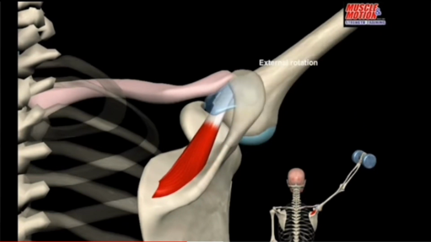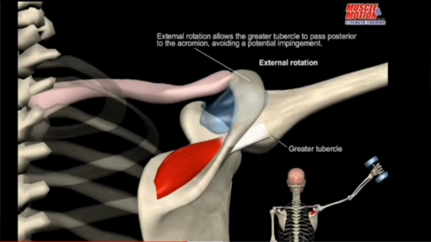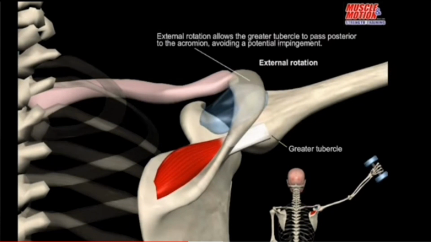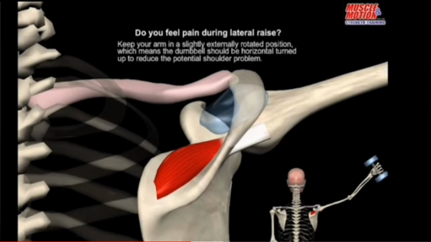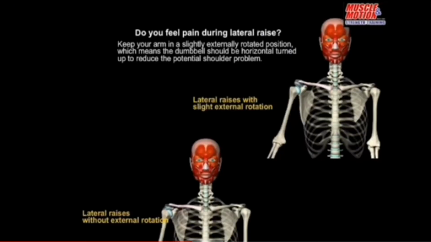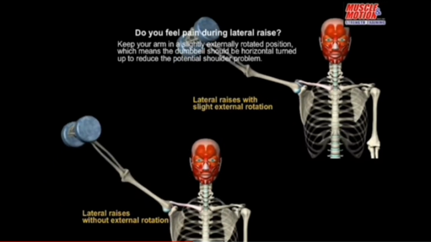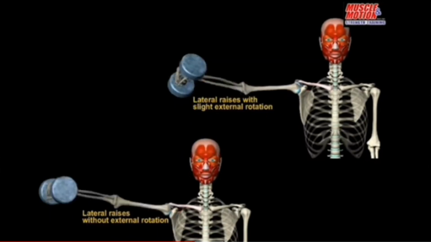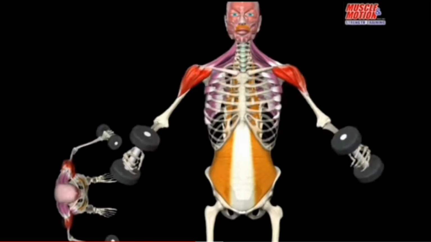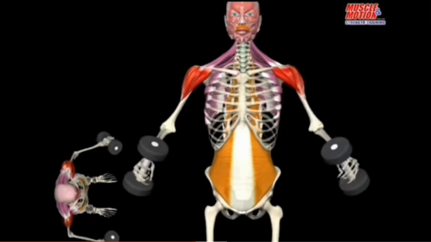This does not happen during external rotation. External rotation allows the greater tubercle to pass posterior to the acromion, avoiding potential impingement. So if you feel pain during the lateral raise, keep your arm in a slightly externally rotated position, which means the dumbbell should be horizontally turned up to reduce a potential shoulder problem. However, this does not mean it's a good movement, simply that it'll eliminate this particular problem.